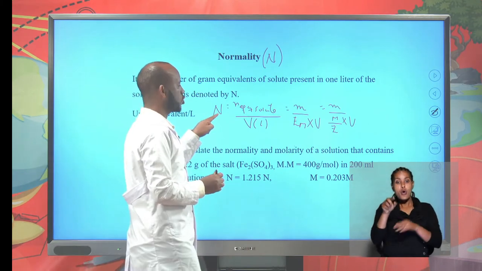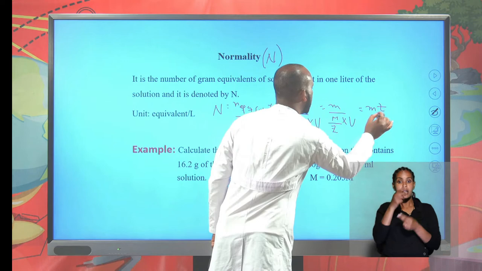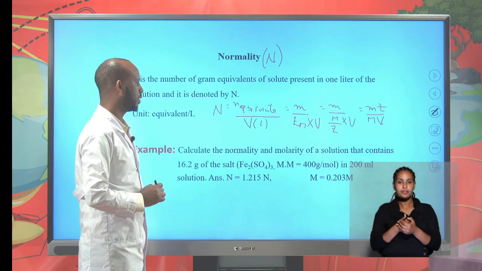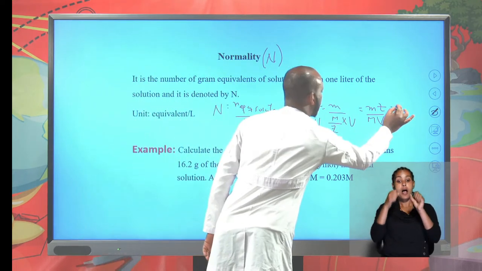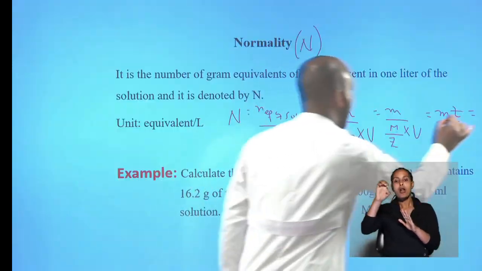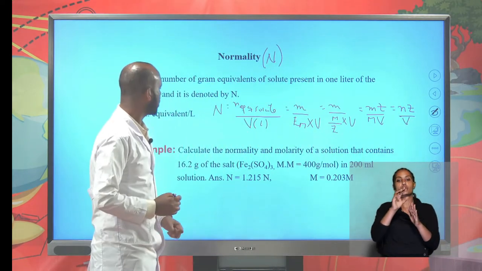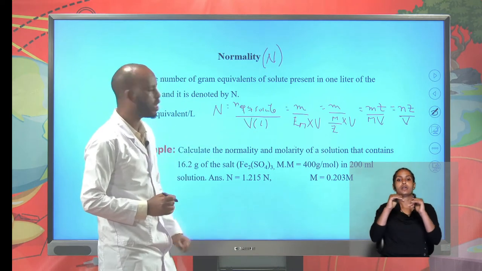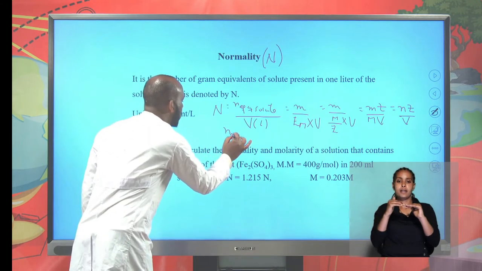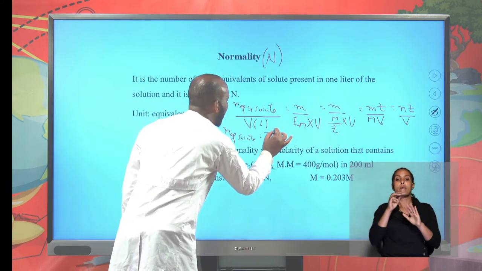Therefore, normality of the solution equals m times Z divided by molar mass times volume of the solution. This can be written as mass divided by molar mass, which is number of moles of the solute, small n, times Z divided by volume of the solution. From this, number of equivalents of solute equals number of moles of the solute times Z.